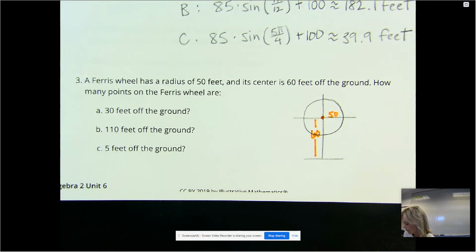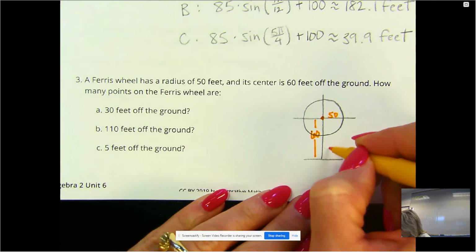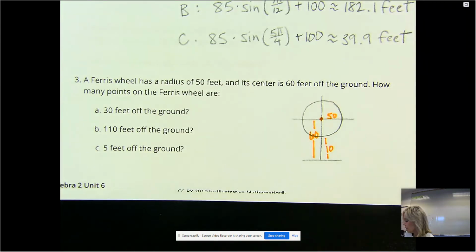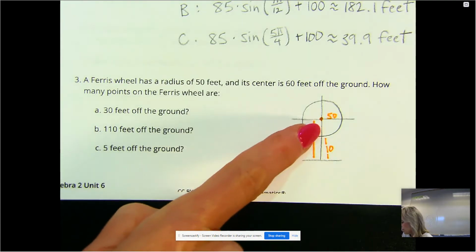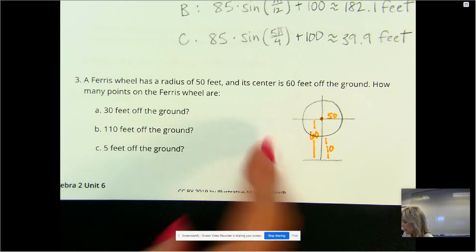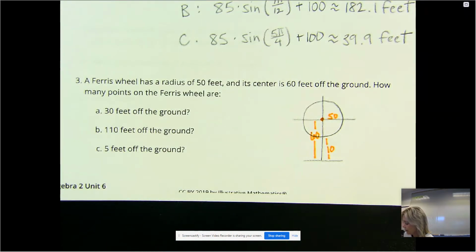And so let's see here. I guess this isn't drawn super well to scale, but that's okay because this little part right here is a distance of 10 from there to there. Because if the radius is 50 and it's 60 altogether, that little piece of it would be 10.